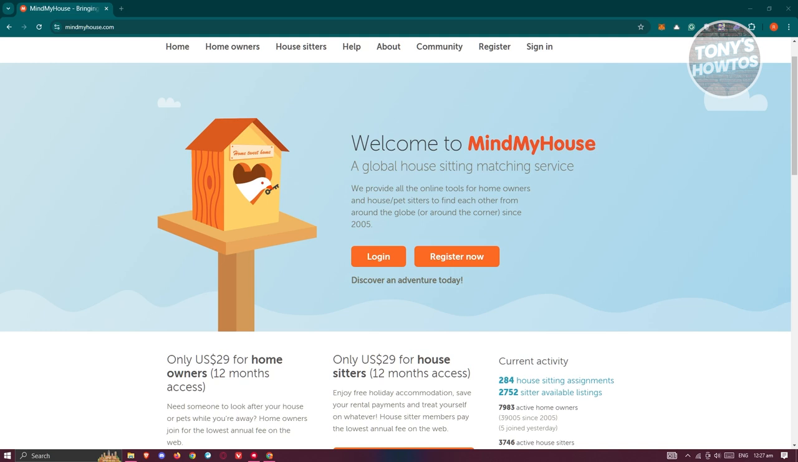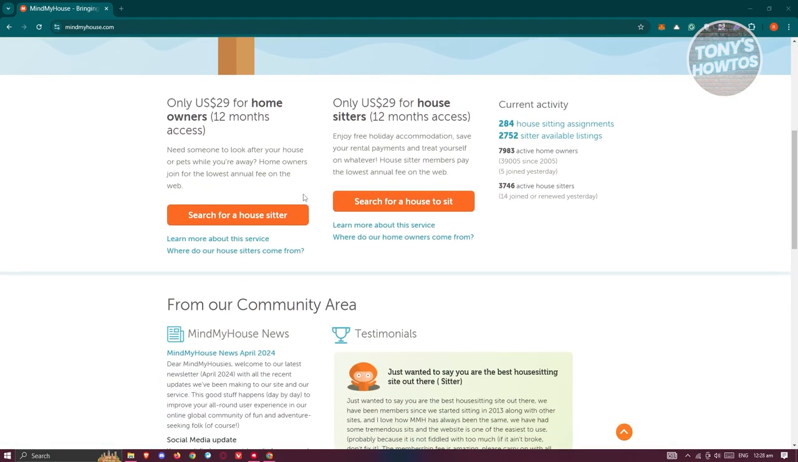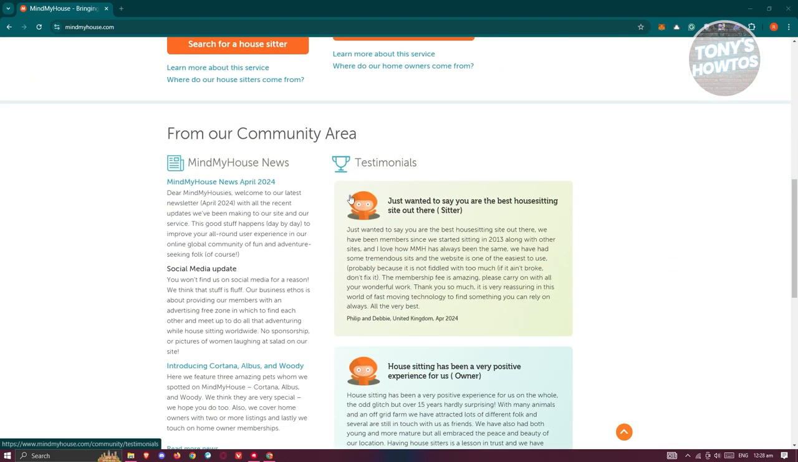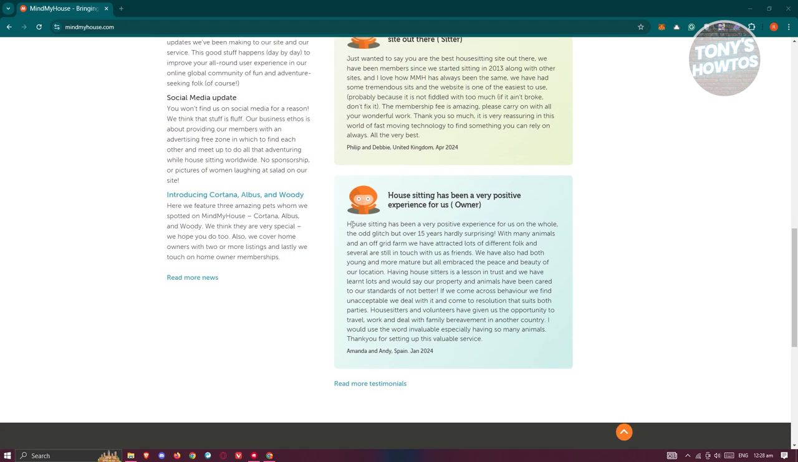Now, final things that you need to do here. First, use a checklist. MindMyHouse provides a checklist for house sitters to ensure you're fully prepared. Make sure to review it before starting any assignment. Also, do your research here. If you're house sitting in a new location, familiarize yourself with the area, local laws, and where you can find essential services. And that's about it.